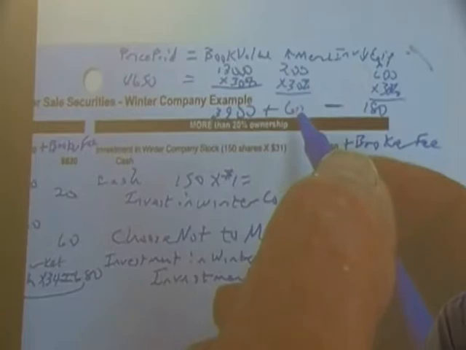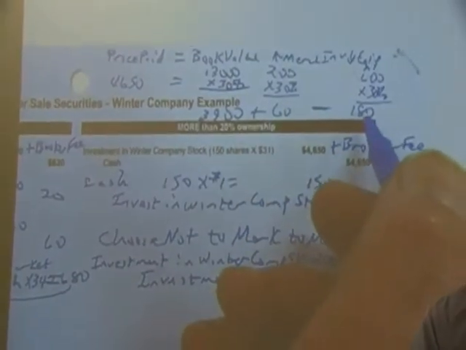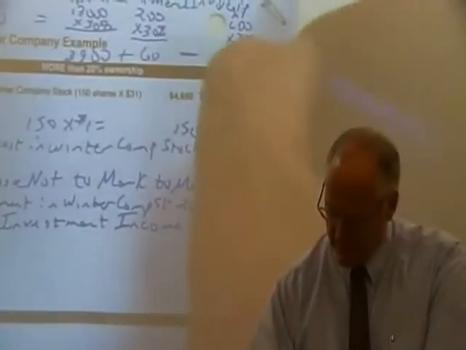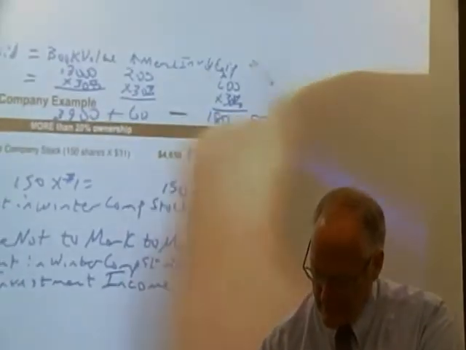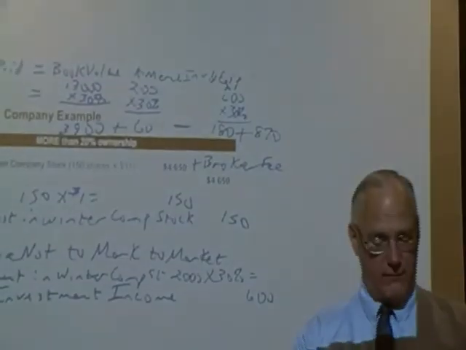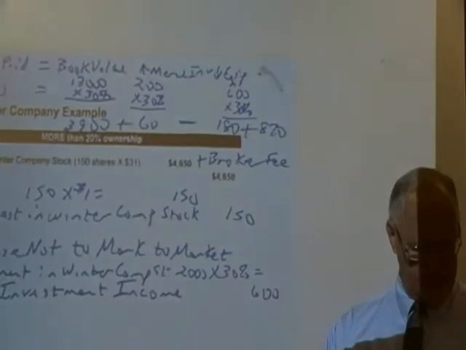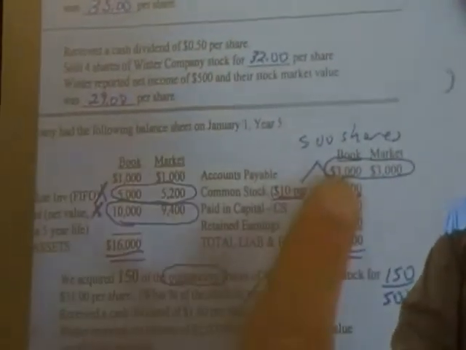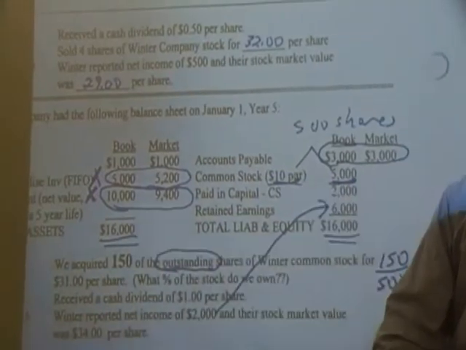I paid $4,650, and so far, $3,900 plus 60 would be $3,960, minus $180, we're at $3,780 compared to $4,650. So we need another $870 to make this balance. We're that far out of balance. Well, let's look back. Was there any other discrepancies? Cash? No. Accounts payable? No.